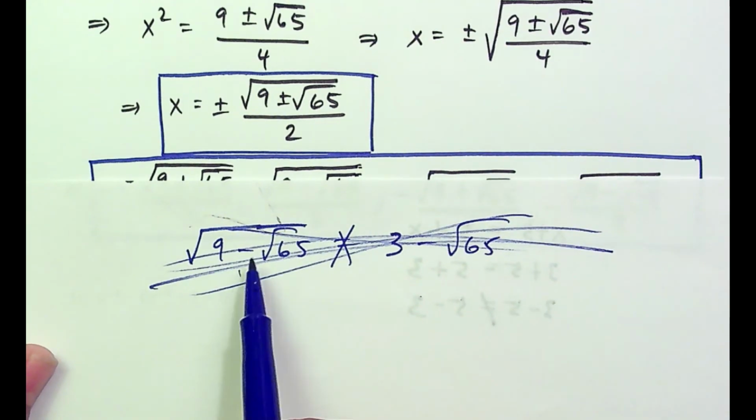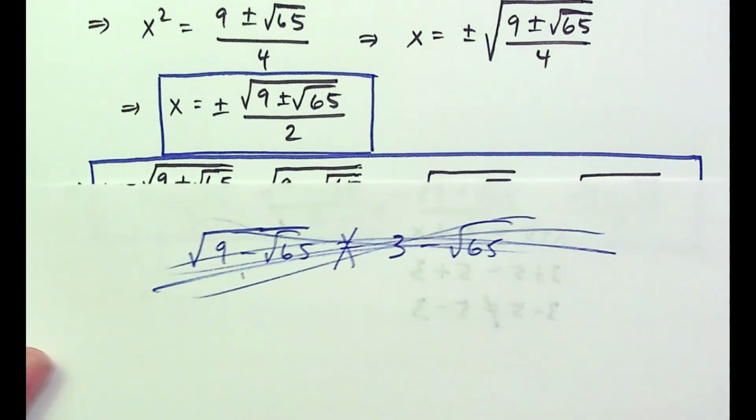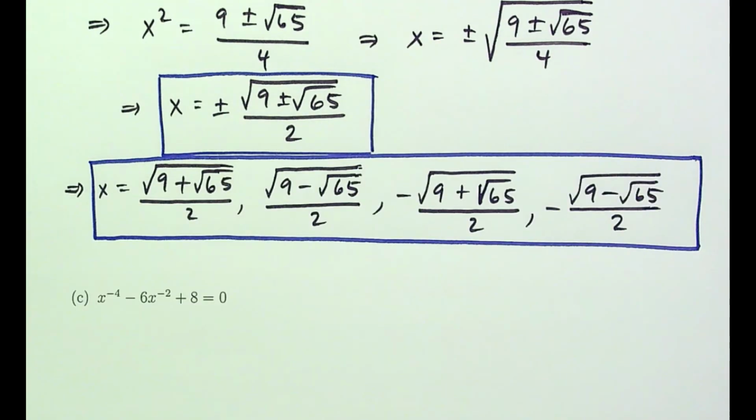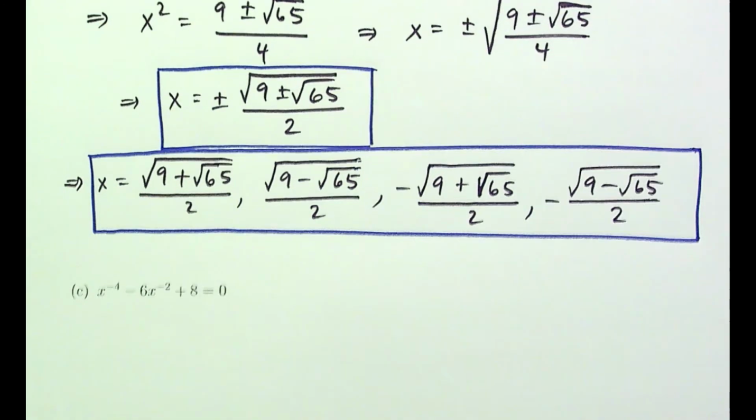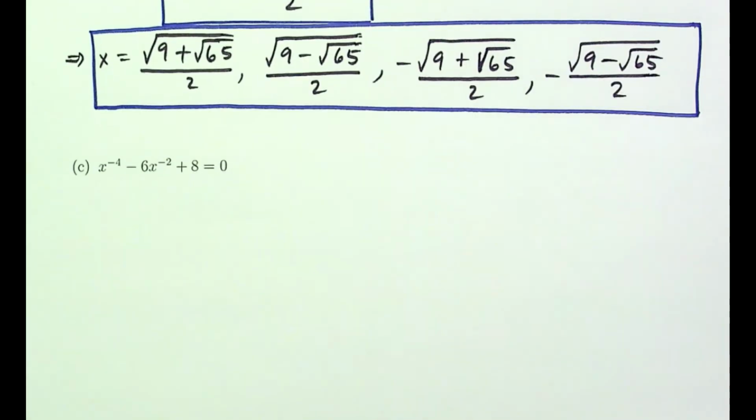You cannot separate this and take the square root of 9 and say it's 3 and somehow split it up. That does not really work. That is wrong. You cannot distribute radicals over sums or minuses or subtractions. All right? Okay, now let's do one more.